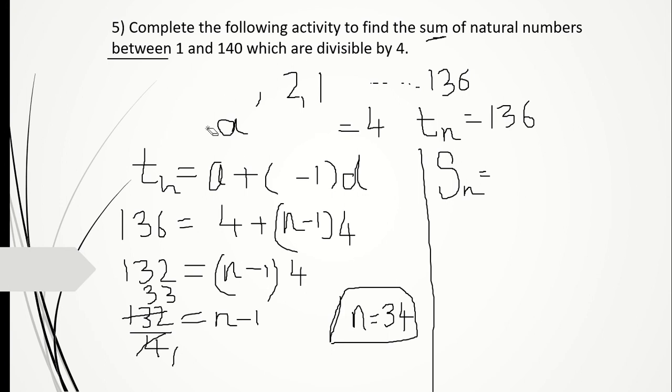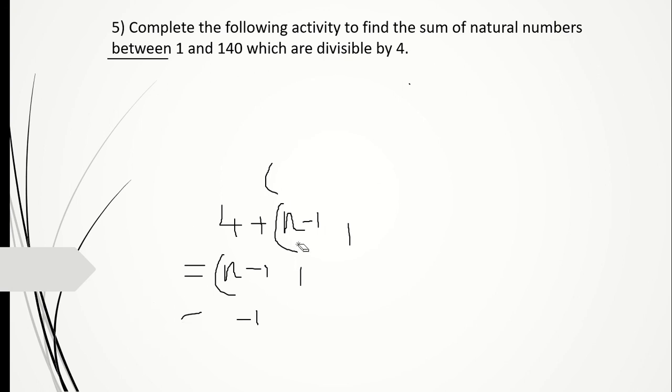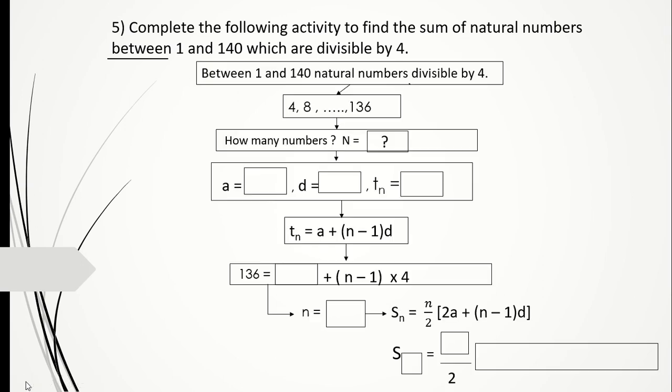So we will go back to the activity now, how it is given in the activity form. This is how it may be given in the question. This activity is actually to help you. It is giving you the hint how you are supposed to go about the sum. Between 1 and 140, natural numbers divisible by 4 are, they have already given the sequence, 4, 8, 136. How many numbers? N, we don't know, question mark. So we have to first find that n.